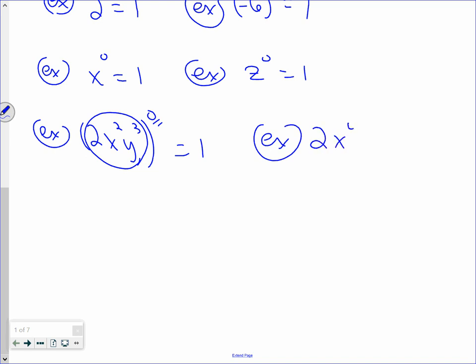Now, sometimes you'll see x to the 0 mixed in with something else. For example, if you see 2x to the 0, remember that that is 2 times x to the 0. So it's 2 times 1, and that final answer would end up being 2. All right, the big thing to recognize, though, is that in the midst of these problems, if you see x to the 0, change it to a 1. If you see y to the 0, change it to a 1.